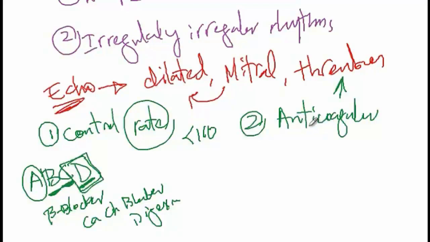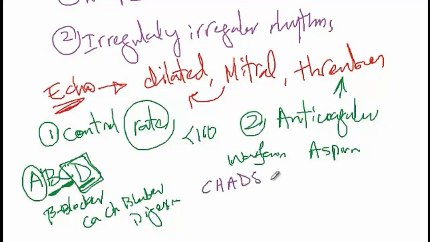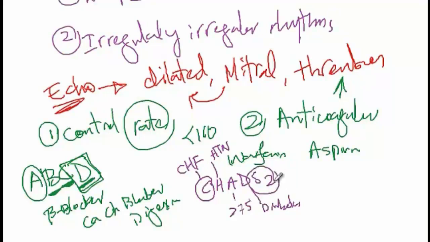And then for the anticoagulation, you can use warfarin or aspirin. So warfarin decreases the chance of stroke by about 70%, while aspirin decreases by 20%. Now, which one to use in your patient? For that, you will have to use something called CHADS-2 score. So we have the CHADS-2 score. So C corresponds to CHF, H for hypertension, age more than 75, D for diabetes, and then S2 corresponds for TIA or stroke.